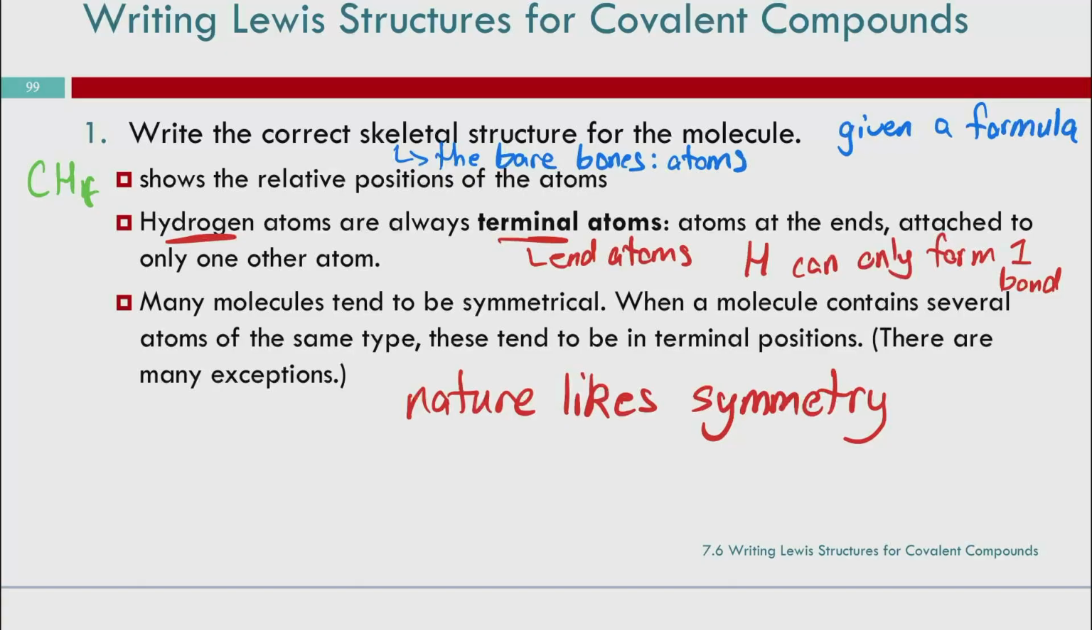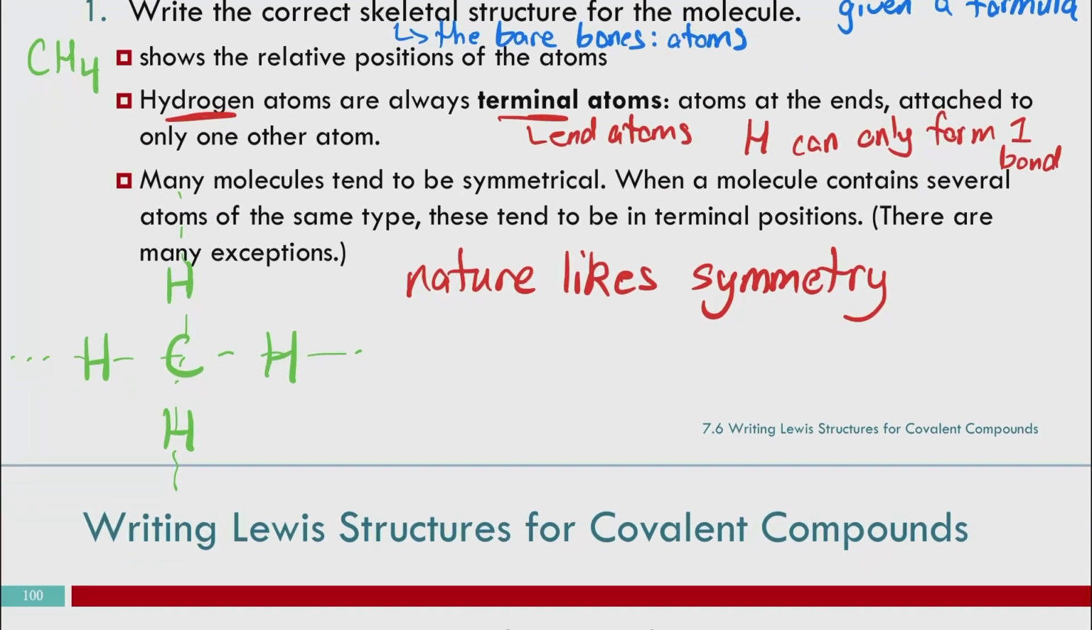Let's say we wanted to do a Lewis structure for CH4. That's something that's nice and easy. To make it nice and symmetrical, we would have our carbon in the middle, and we would surround it on all sides with those hydrogens. So we can see a line of symmetry left and right, and a line of symmetry top and bottom, right? Mirrors of each other, nice and symmetrical. And our hydrogens are all in terminal positions.